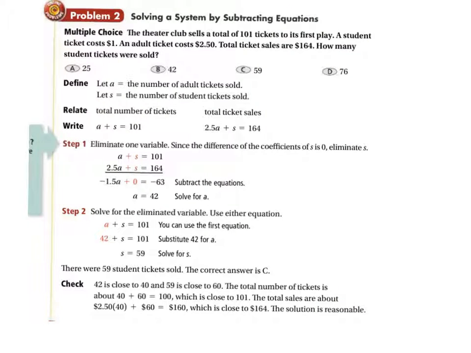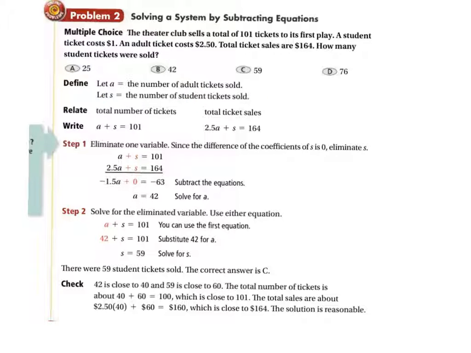Now you can also solve by subtraction. So something very similar here. We have to first write the equations. The theater club sells a total of 101 tickets to its first play. A student ticket costs $1. Adult ticket is $2.50. Total ticket sales are $164. So A is the number of adult tickets. S is the number of student tickets.